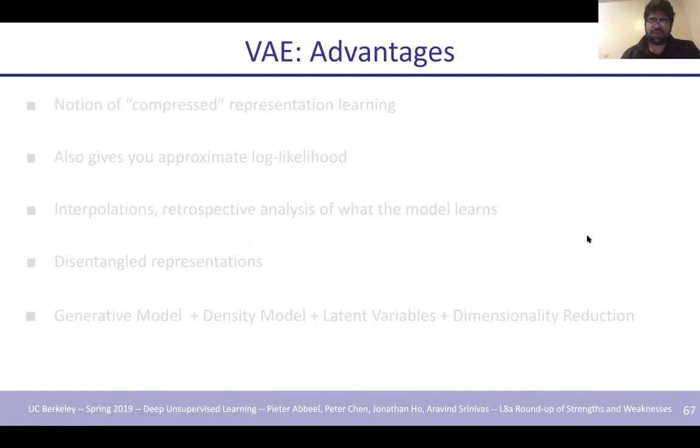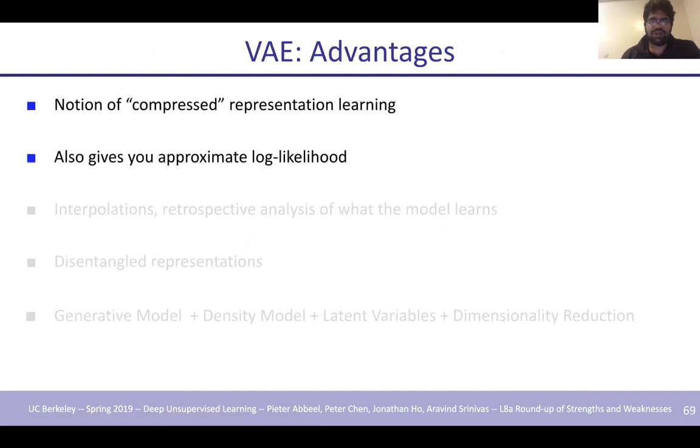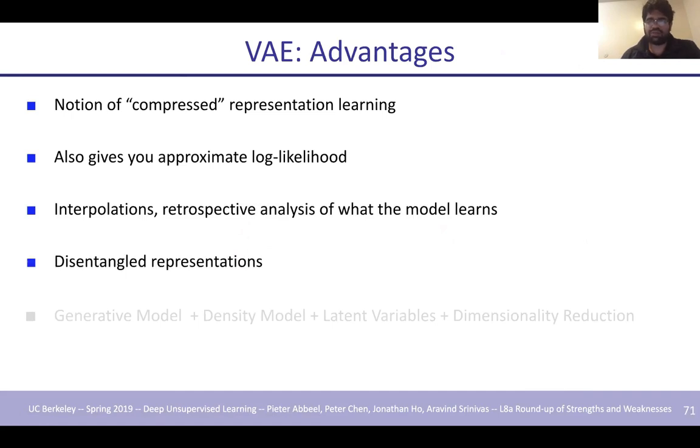And there are lots of advantages of VAEs. You get a compressed bottleneck representation. You can get approximate density estimates, and you can interpolate and visualize what the model learns. You can potentially get disentangled representations where different latents correspond to different aspects of the data. And it is a model that allows you to do all these things together at once.